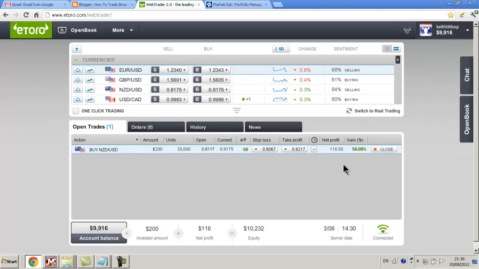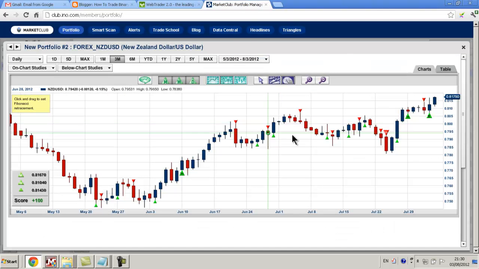Firstly, before we do anything to that, let's just go to our market club, and over here is where we are. Forex New Zealand dollar USD. So it's moving up nicely. Remember, we got in here, it was a monthly trade triangle green, the weekly was green, and the daily was green, so a nice plus 100 score. Fantastic time to get into the market, and we did. So it's still moving up.